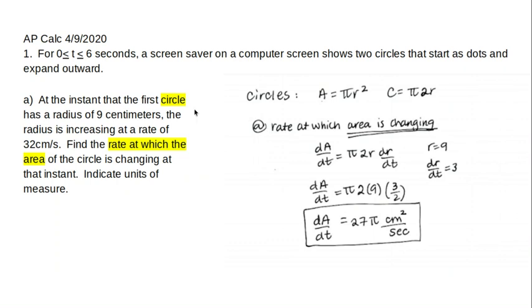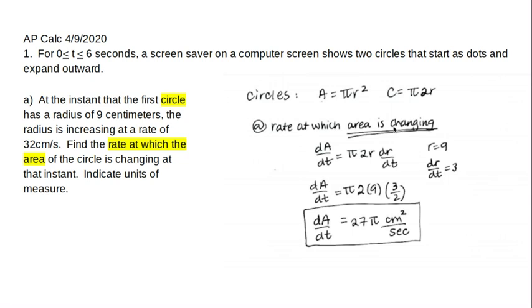All right, so circle is the first word that jumps out at me. I know that for the circle, the area's formula is pi r squared, and the circumference is equal to pi times 2r. Maybe I'll use one of these, maybe I'll use both, maybe I'll use none, but I have to try something. Circle. Area formula, circumference formula. I've known that for years. Now, what are they asking me to find? Find the rate at which the area is changing.